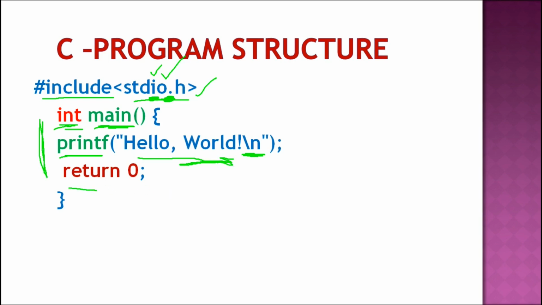And return 0: whenever our program executes successfully, it will return a 0 value, otherwise it will give some other value. If you see, every line is ended with a semicolon. Why we use the semicolon: it is used to tell that the line has ended. So in C we use the semicolon to end a line, and we go to another line.